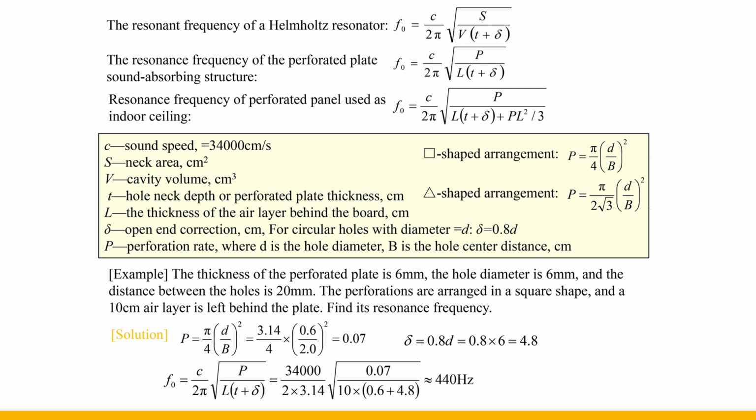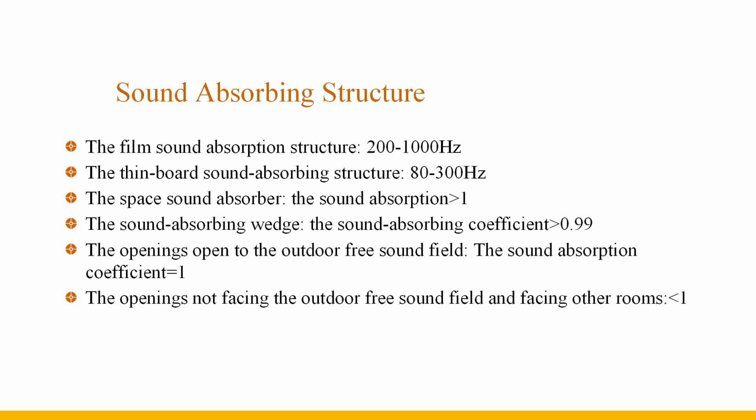However, after the perforation rate exceeds 20%, the perforated plate is equivalent to the cover of the porous material and no longer belongs to the cavity resonance sound absorption structure. The film sound absorption structure refers to the resonance system composed of leather, artificial leather, plastic film, and other materials, and the closed air layer. The resonant frequency lies in the mid-frequency range of 200 to 1000 Hz.